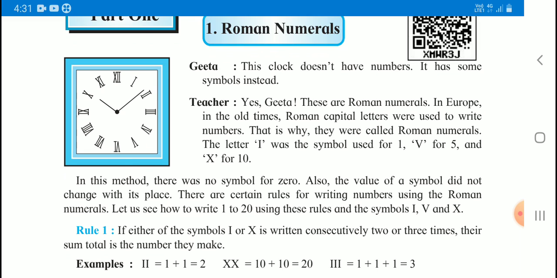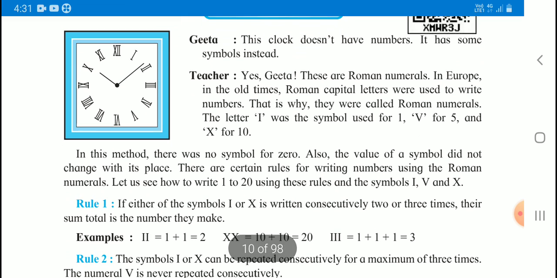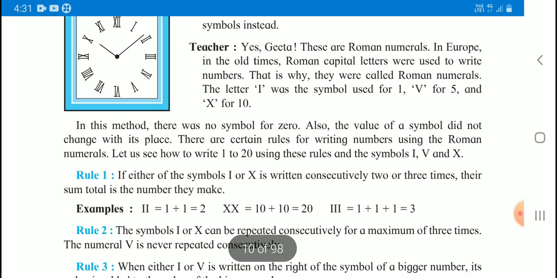So, I will read it out. Geeta says this clock doesn't have numbers. It has some symbols instead. Teacher replied that yes, Geeta, these are Roman numerals. In Europe, in the old times, Roman capital letters were used to write numbers. That is why they were called Roman numerals. Do you understand, students, which types of numbers are these? These are Roman numerals.